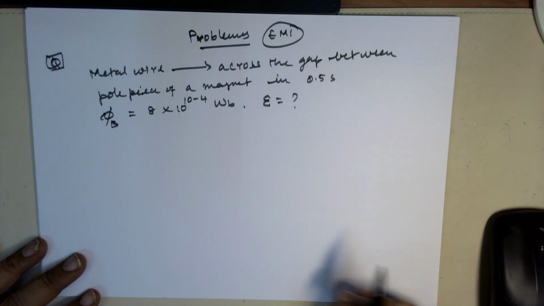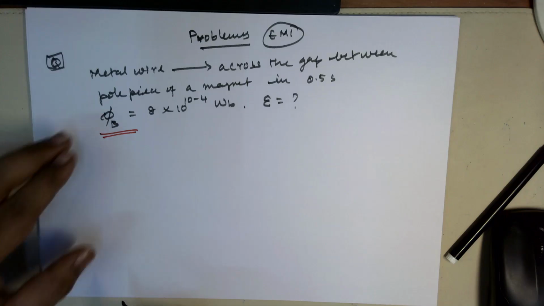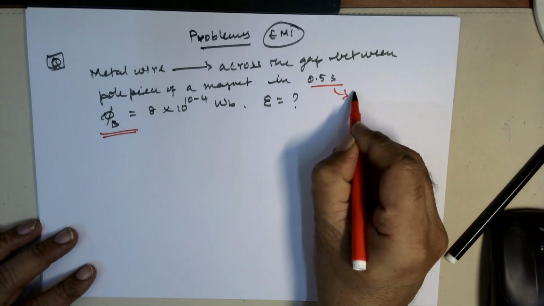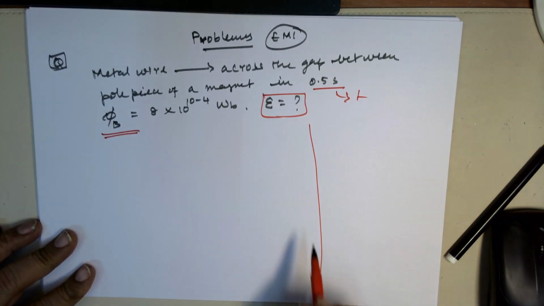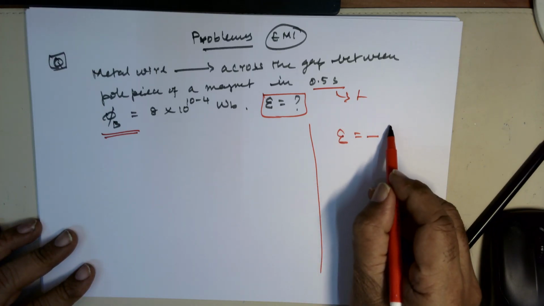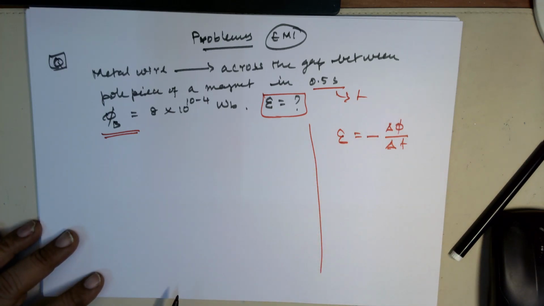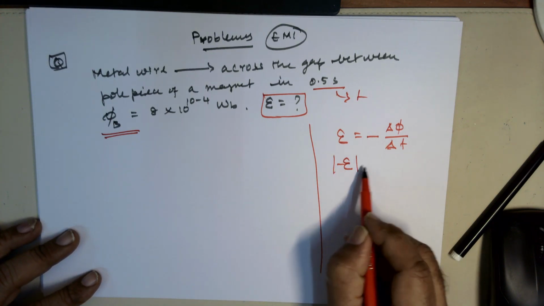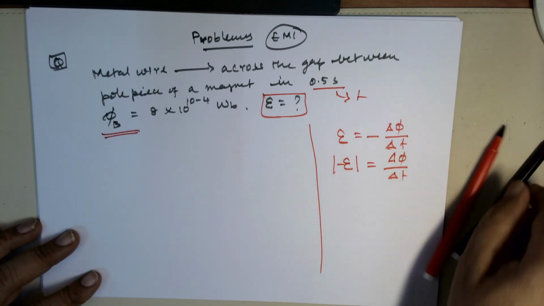Now, what are the parameters given here? Phi B, which is the magnetic flux. And E is asked. So what is the formula to be used? Induced EMF is equal to minus d phi or delta phi divided by dt or delta t. Let us consider only the magnitude, so let us apply the formula.